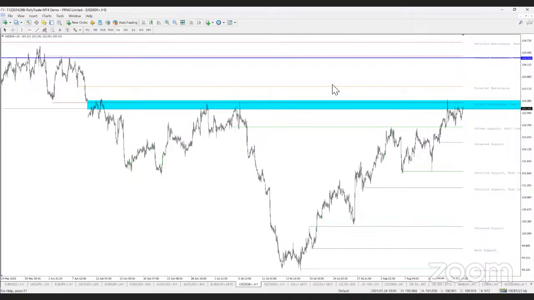Do you understand? I believe you can see all the lines I'm marking out here because they are very much important. Once price can comfortably go above this point, then we're expecting it to go higher. We're expecting it to go even higher.